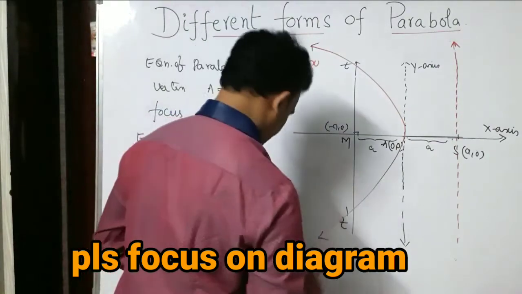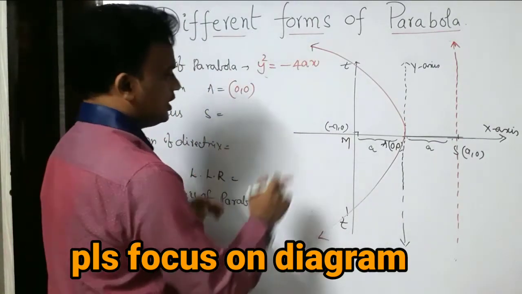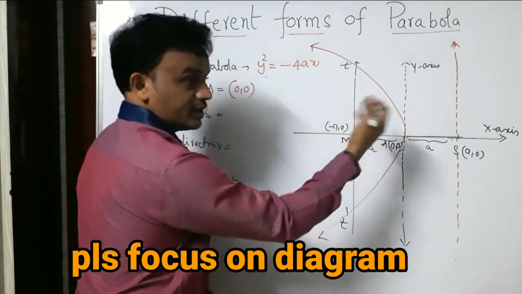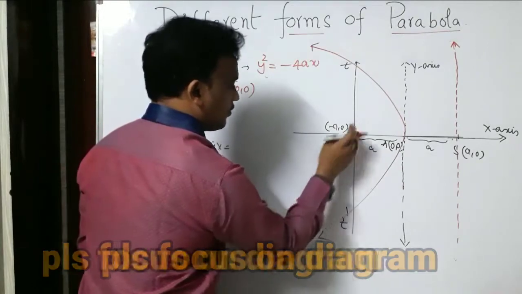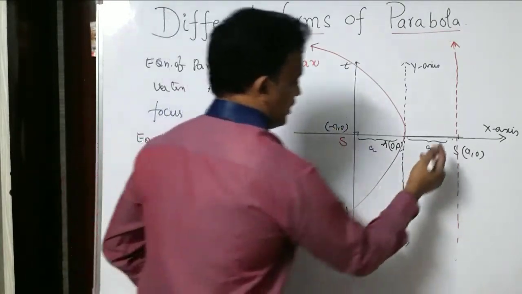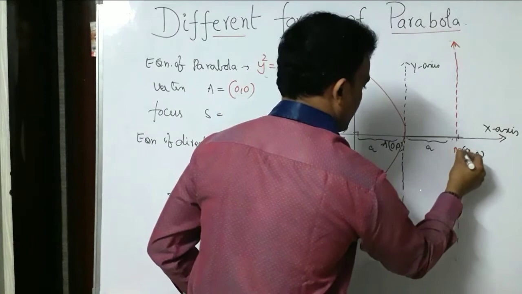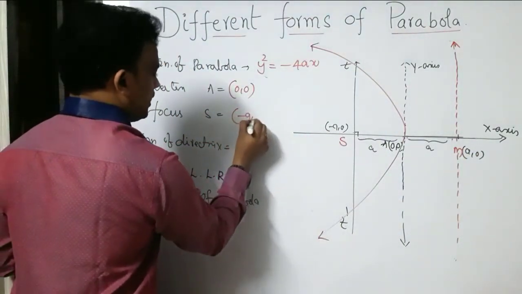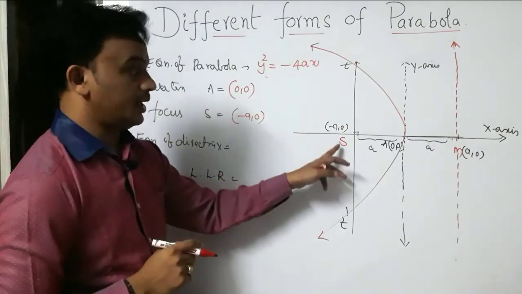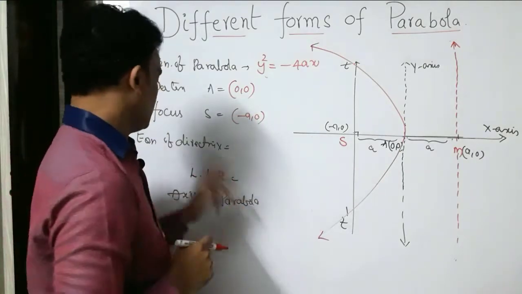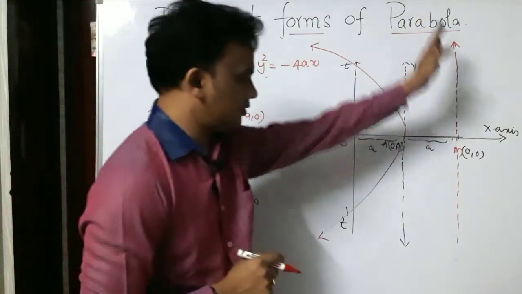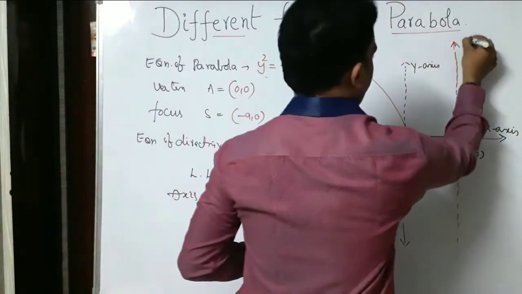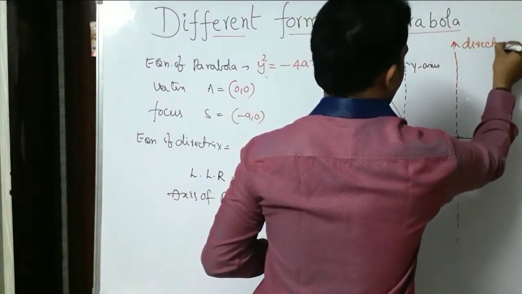In that case, let us see. Just change this one. This value in the standard form, this m value becomes the focus here, and this will be the m. Right or not? So what is the focus here? Minus a comma 0. Focus is (minus a, 0). Then what is the equation of the directrix? This will be the directrix.